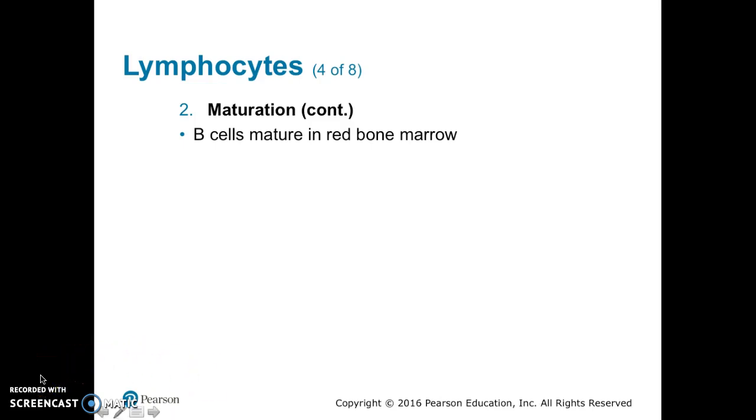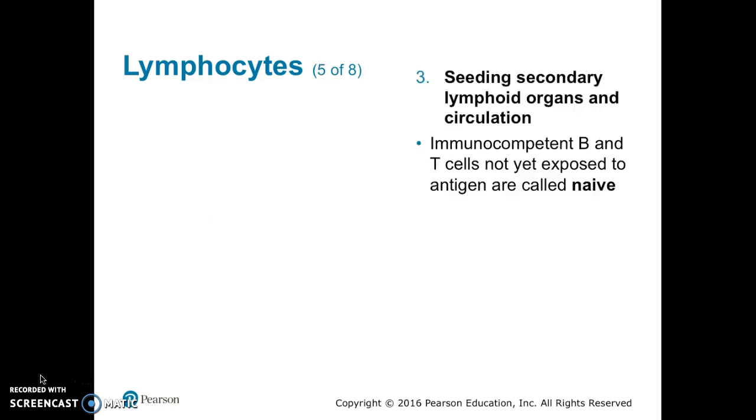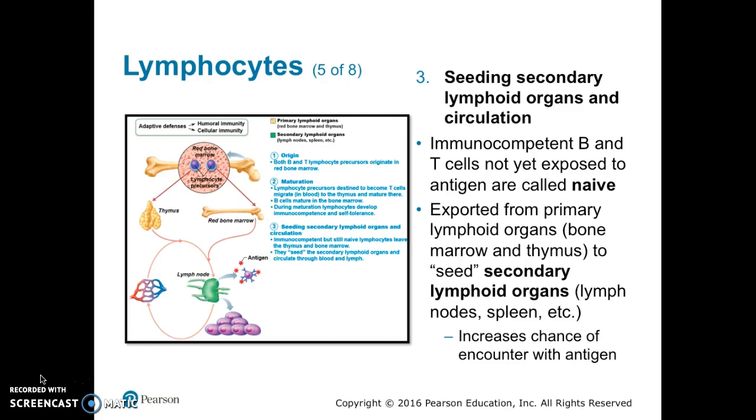Not much is known about B cell maturation in the bone marrow. Only immunocompetent B cells are allowed to mature. Those that are self-reactive are eliminated by clonal deletion. Immunocompetent but still naive B and T cells leave the thymus and bone marrow. They seed the secondary lymphoid organs and circulate through the blood and lymph where they have a better chance of encountering an antigen.